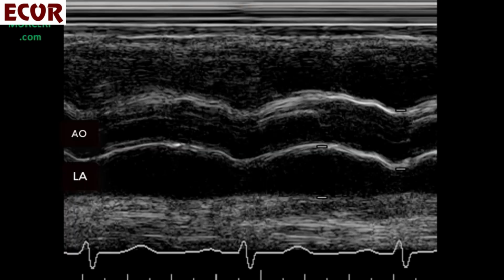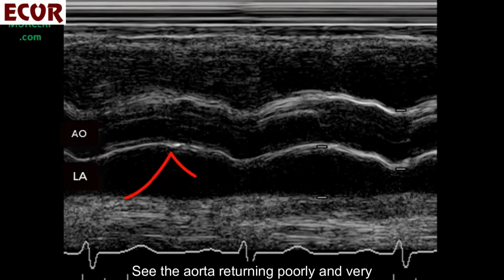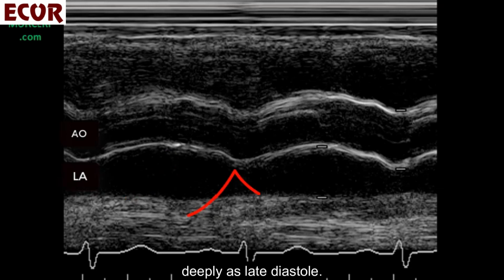Another example: see the aorta returning poorly and very slowly during the initial diastole and more deeply at late diastole. Very simple to demonstrate the sign and very easy to understand its reason.